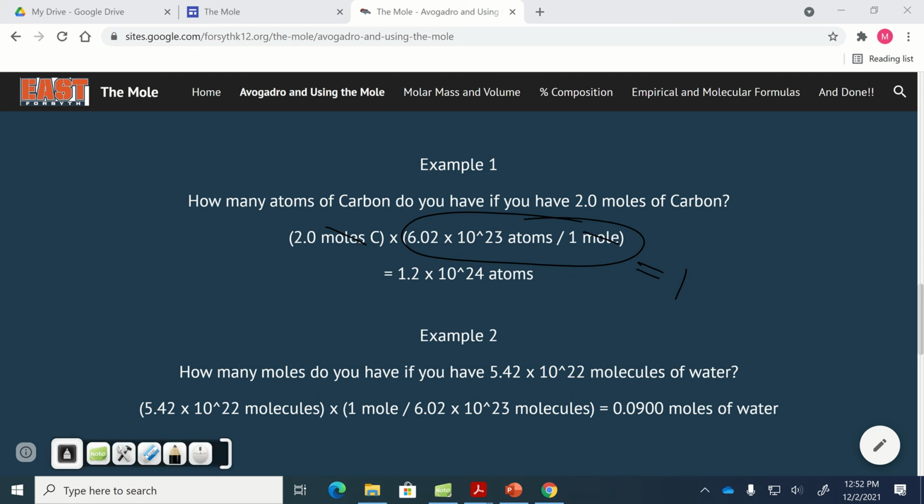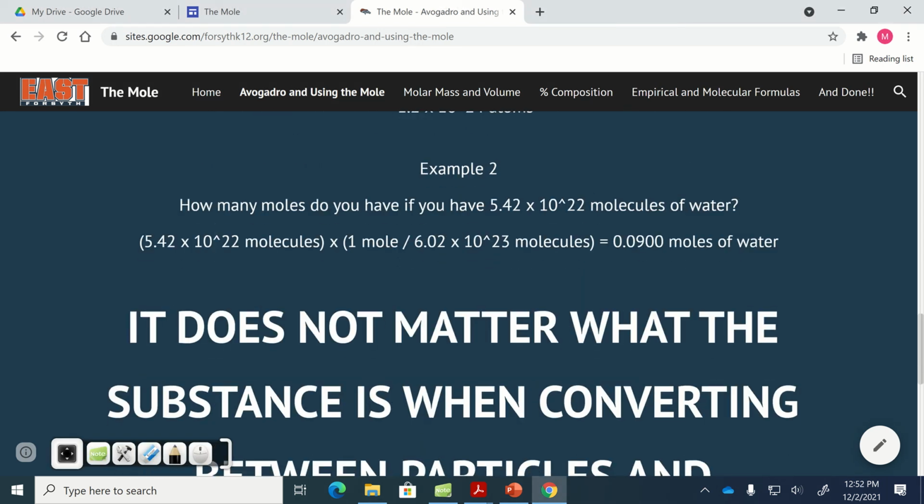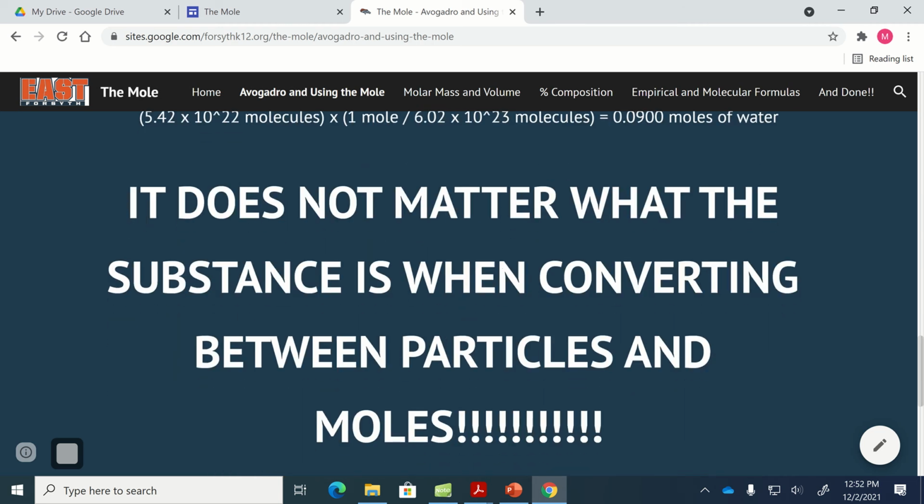In the second problem, this is basically the opposite. How many moles do you have if you have 5.42 times 10 to the 22nd molecules of water? I start out with the number that's given to me, and in this case, I'm going to multiply 1 mole over 6.02 times 10 to the 23rd molecules. That's again just because I'm trying to make sure I can cancel out the units, and my answer would be 0.0900 moles of water. So that's showing you both ways how we're going to use this, but I'll do a few more examples.